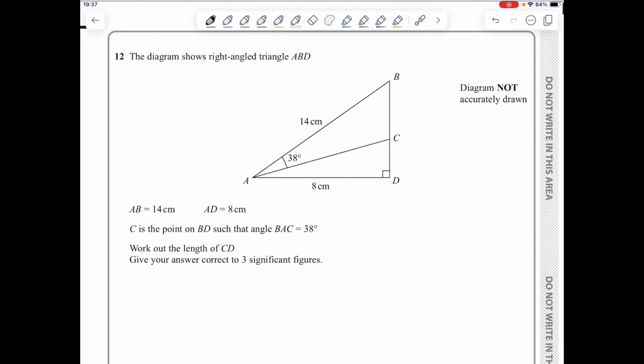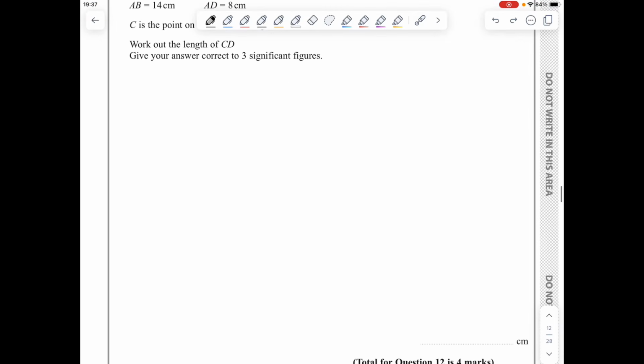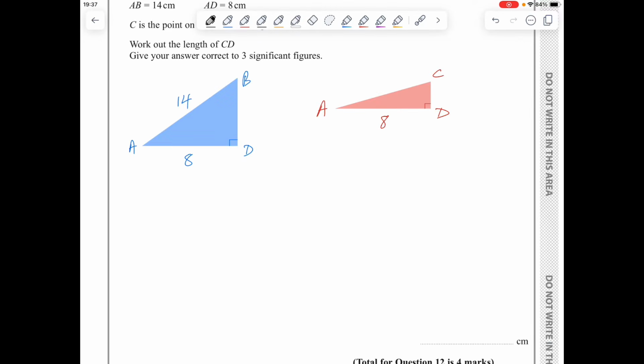For question 12, I'll consider the 2 right-angled triangles of this shape, and those are ACD, which is this red one, and ABD, which is the whole shape. And then I'm going to extract this below so I can do my workings. So using the blue one, the large one, cos of angle A is equal to adjacent, which is 8, over the hypotenuse, which is 14. So A is the inverse cos of 8 over 14.